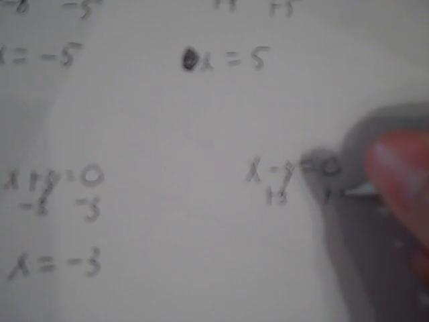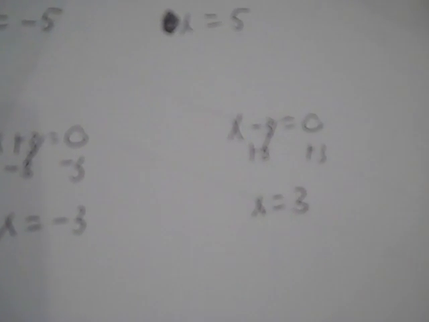Now on to F2. So x plus 3 equals 0. Minus 3 minus 3. I get negative 3. I do not need to square root or divide. Negative 3 is my next answer. X minus 3 equals 0, plus 3, I get 3. I do not need to square root. I do not need to divide.